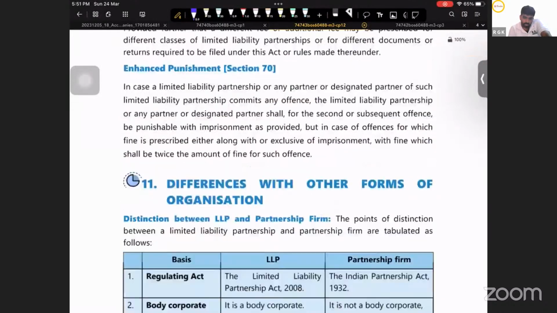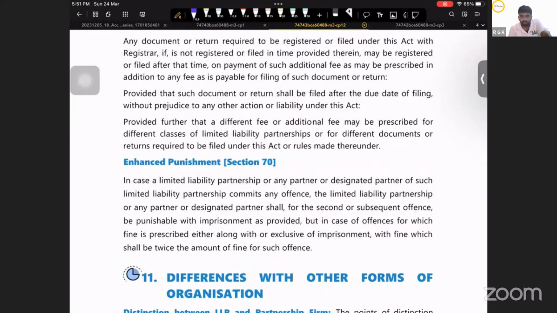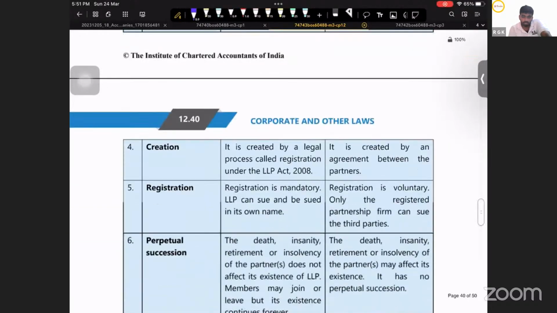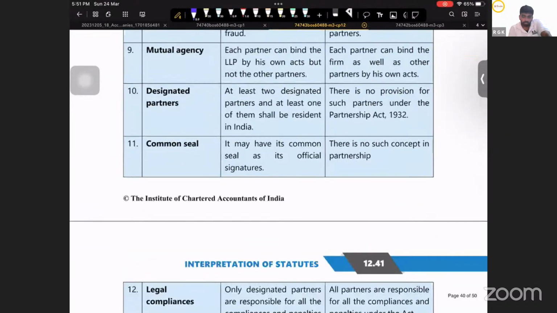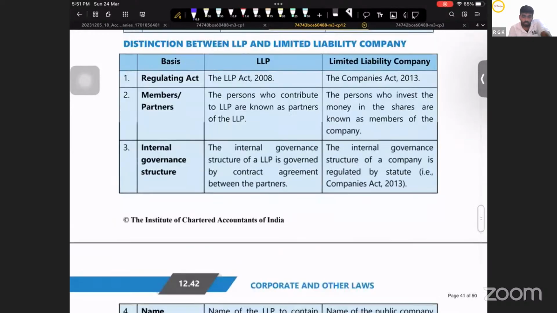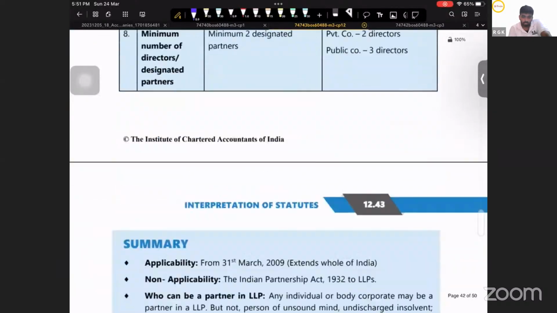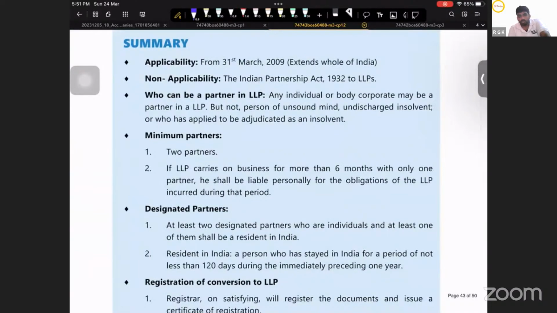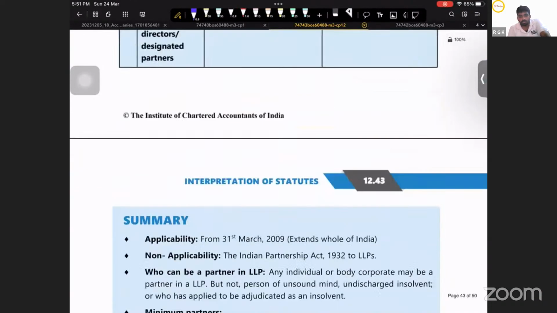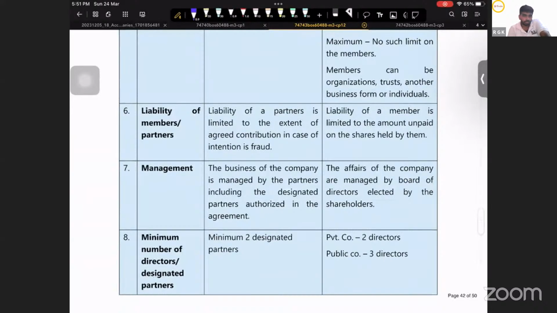So these are the things to be kept in mind with respect to LLP. Differences and all you can manage. I don't think it is necessary to bring it out as a discussion point. So with respect to differences, these are the important provisions to be kept in mind with respect to limited liability partnership. Beyond this, there is nothing important in LLP. These things, if you remember, are more than sufficient. Any questions that will be asked in the examination can be answered by these particular provisions.